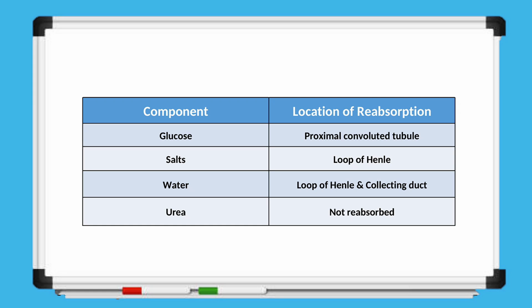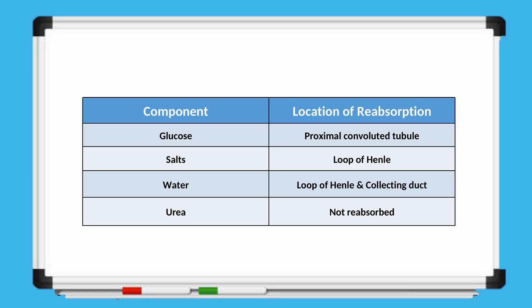As listed here, glucose is reabsorbed entirely in the proximal convoluted tubule. This ensures that all the energy the body needs from glucose is returned to the blood and none is lost in urine. Salts are reabsorbed in different parts of the nephron, mainly in the loop of Henle. This helps maintain the body's electrolyte balance by returning necessary ions to the bloodstream.